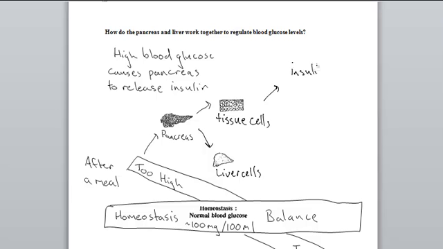Insulin causes glucose to move into cells. And remember this, the job of insulin is to move glucose in. Insulin in. That'll take your high glucose blood levels down because they'll move out of the blood and into the cells.